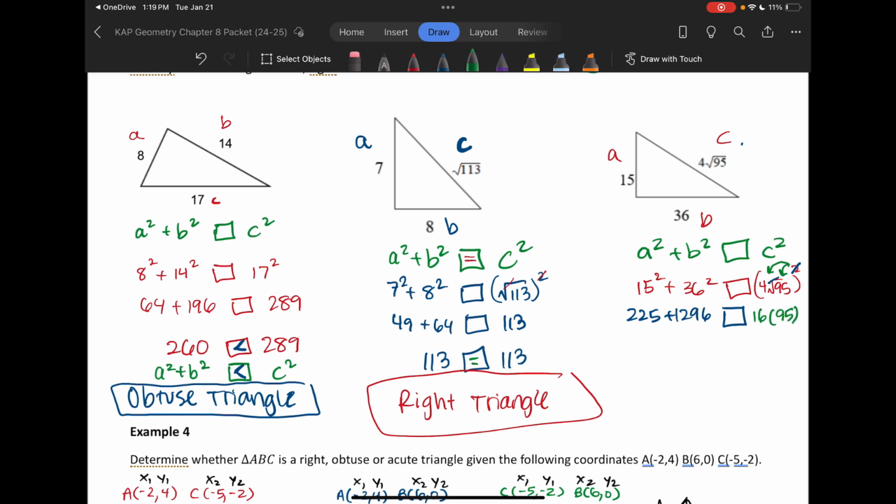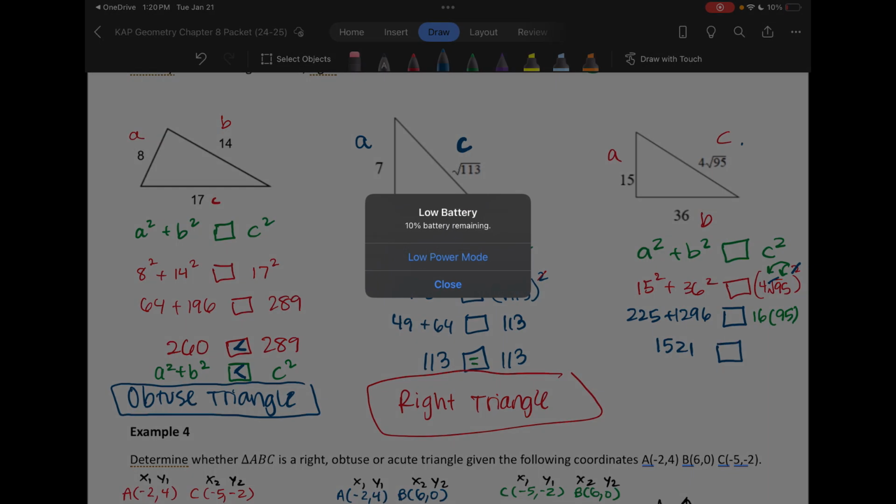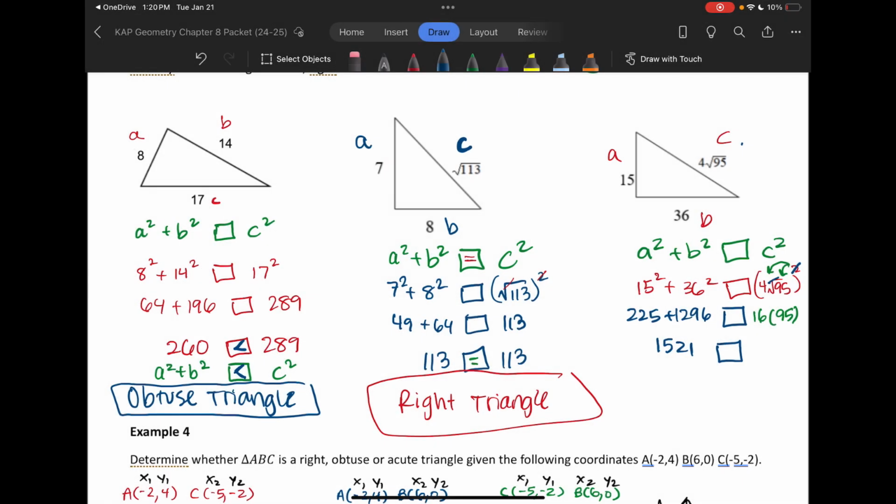All right, so let's add here and then multiply on the right to compare. On the left, we're adding 225 plus 1296. That gives us 1,521. And on the right, 16 times 95 gives us 1520. So between these two numbers, we're seeing very clearly that the 1521 is bigger, so it's greater than there. And I'm going to draw my greater than symbol here.